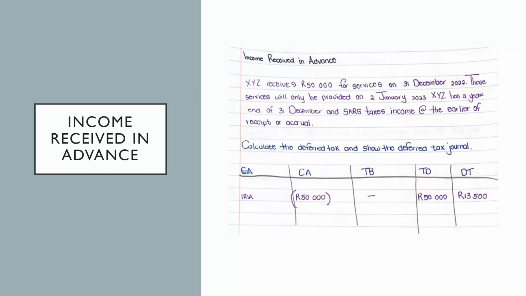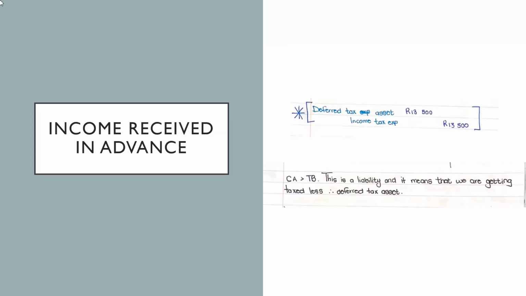So that's how we get a deferred tax asset. Because here the carrying amount is greater than the tax base, you're getting taxed less and you get a deferred tax asset. Your journal: debit deferred tax asset, 13,500, credit income tax expense, 13,500 Rand.